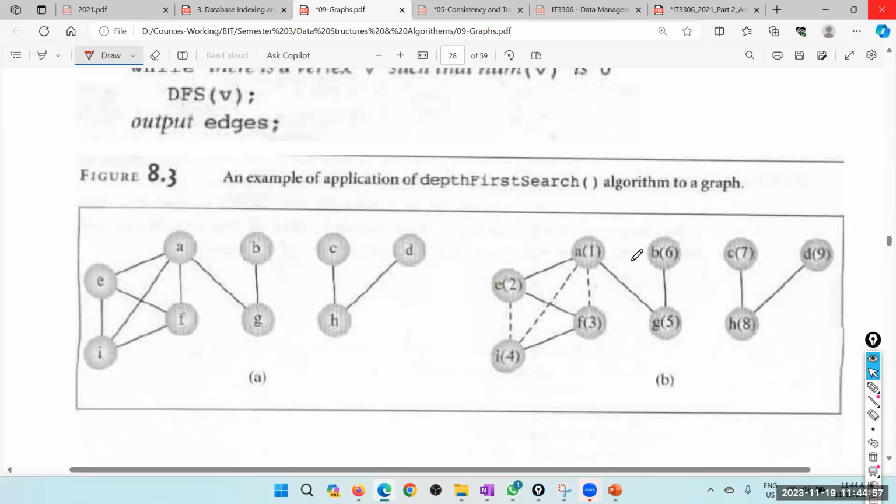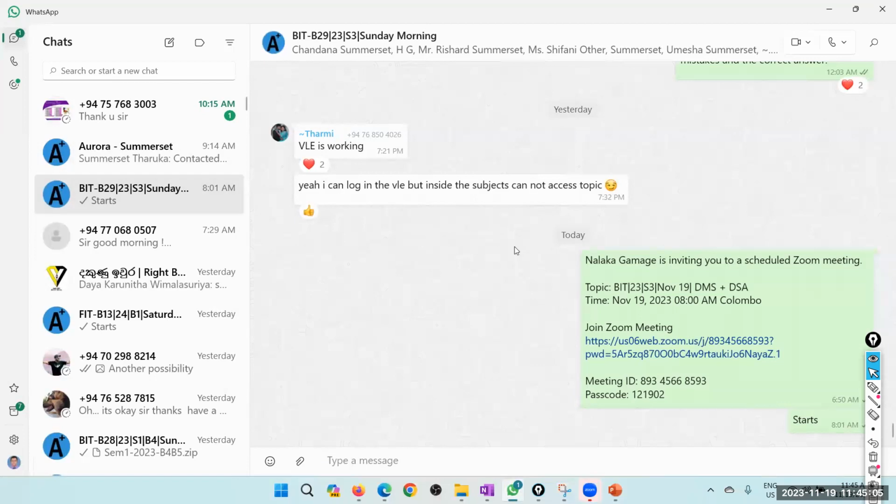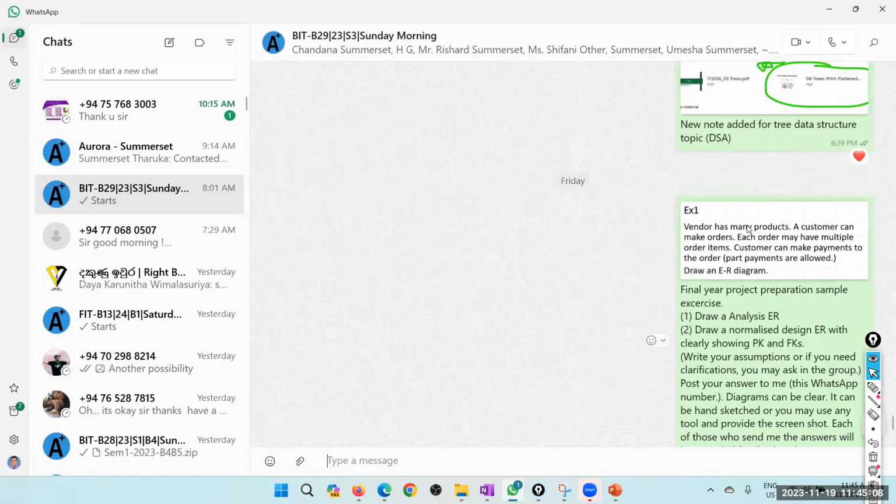Thank you. And I gave you another exercise on your Google Classroom and WhatsApp group. It was a small exercise for you to draw the ER diagram. About 3 students gave me answers, and I corrected their solutions. One student's answer was 100% my answer. The other 2 students were from semester 3, because I published it for the final year students also.